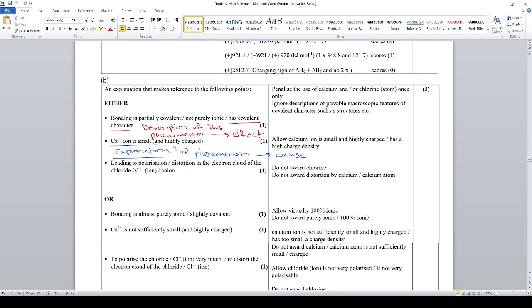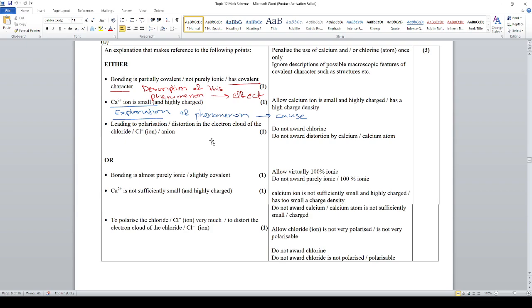Number B, this is about the difference between theoretical and experimental lattice energy. So we've talked about that. It's to do with covalent character. You can use this as a guide for how to structure your answer, if you will. Explain questions care very much about having both the effect and the cause highlighted. So the effect is that there is covalent character in calcium chloride. And the cause is that calcium ions are very small. And then a final effect is that this leads to polarization. You have to make sure all your ideas are connected together really, really well in explain questions.